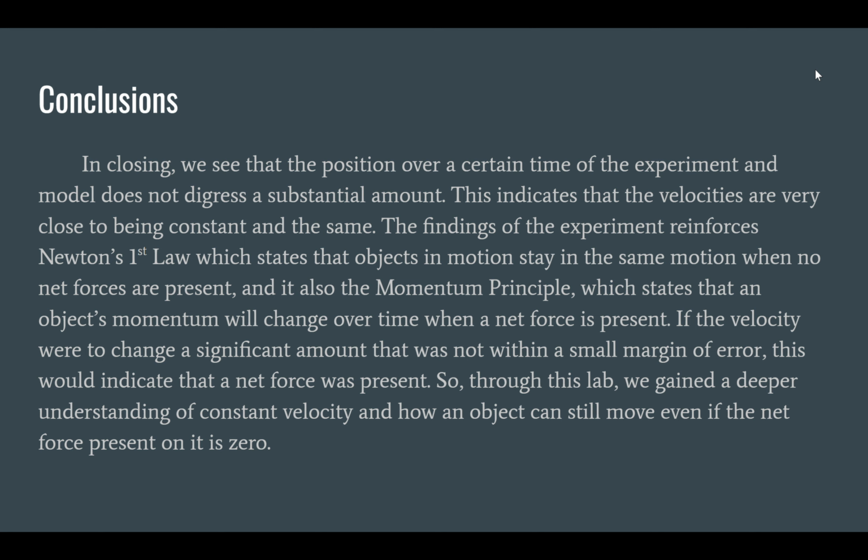If the velocity were to change a significant amount that was not within a small margin of error, this would indicate that a net force was present. So through this law, we gained a deeper understanding of constant velocity and how an object can still move even if the net force present on it is zero.